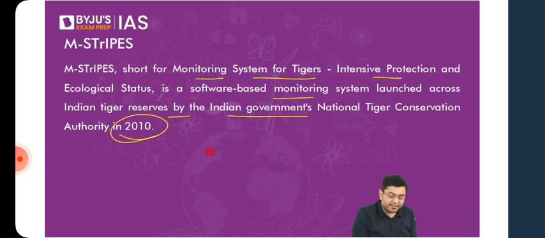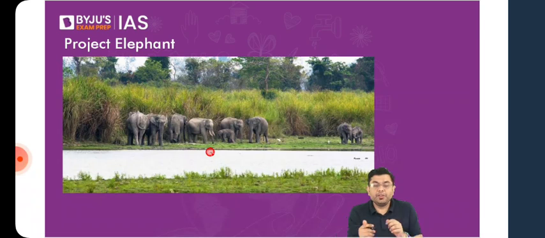Okay. Now you have Project Elephant as well. We have celebrated 30 years of the completion of Project Elephant, and the President inaugurated that 30-year celebration when she went to the region of Kaziranga. So that is where the Project Elephant 30-year celebration was embarked upon.